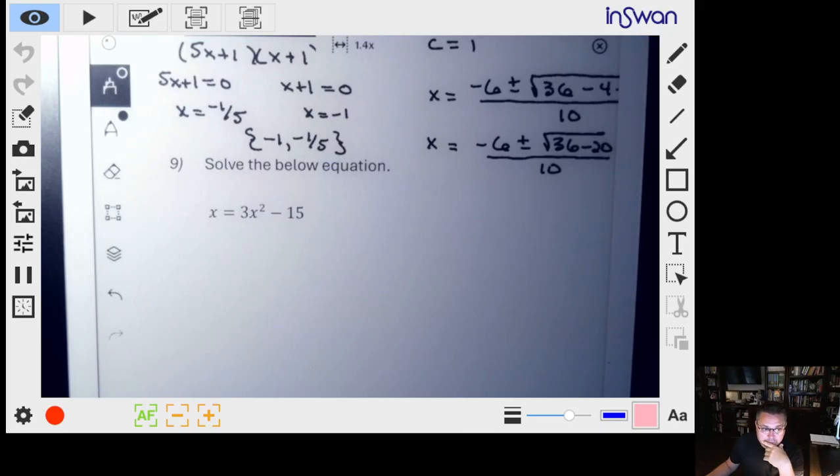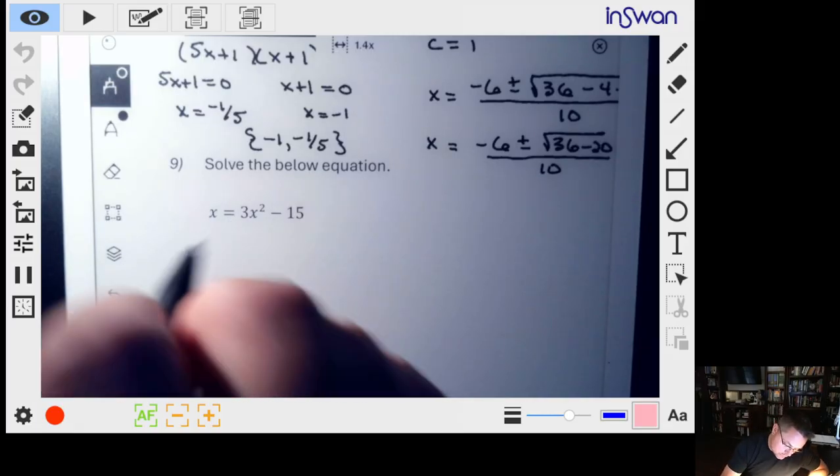Problem number 9, same deal. It's quadratic as the other ones. We're just going to go ahead and move everything onto one side, and we'll see if we can factor. If we can't, or if we don't think we can do it easily, then we're going to go ahead and use the quadratic formula, which I think might be the case here.